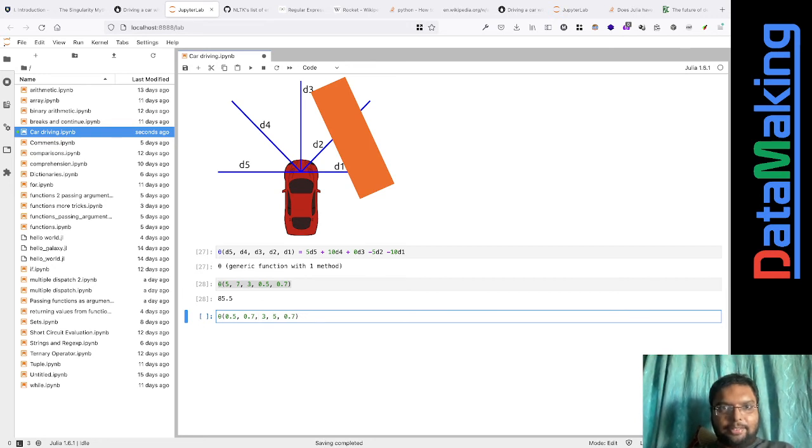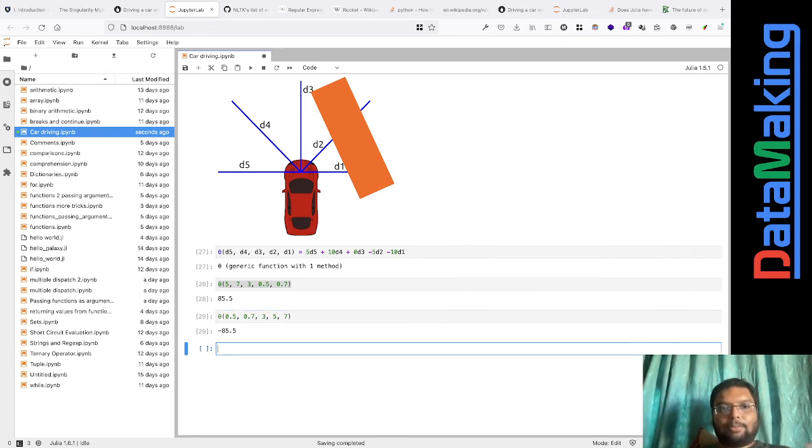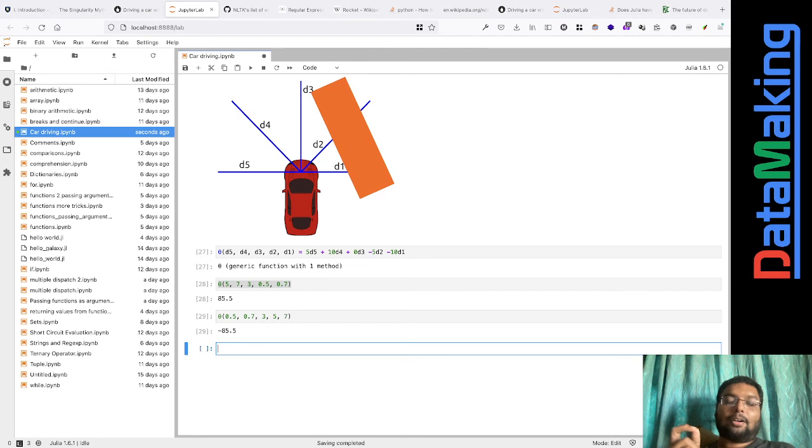And then D2 and D1 are increasing. So that's how it is. Now look, minus 85.5. Minus means the car should turn right. Counterclockwise is positive angle, clockwise is minus. So you just see that now it's minus.